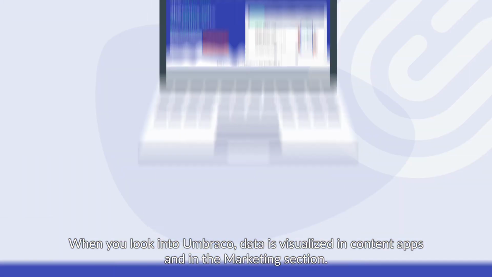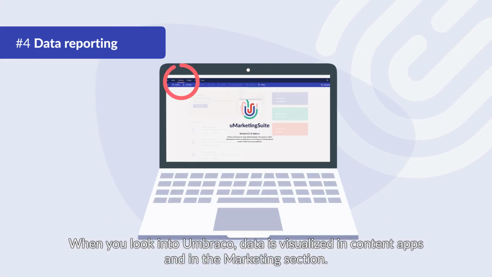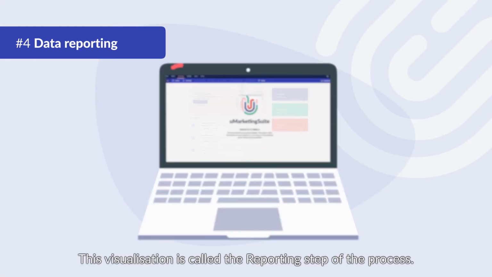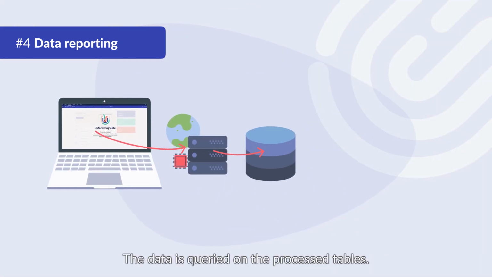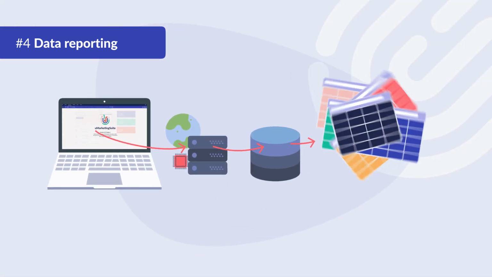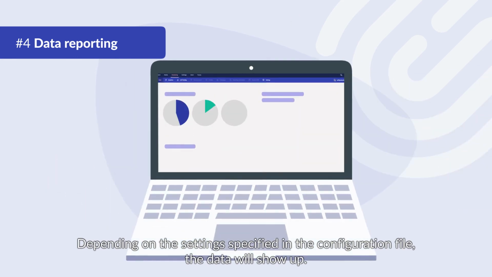When you log into Umbraco, data is visualized in content apps and in the marketing section. This visualization is called the reporting step of the process. The data is queried on the processed tables. Depending on the settings specified in the configuration file, the data will show up.